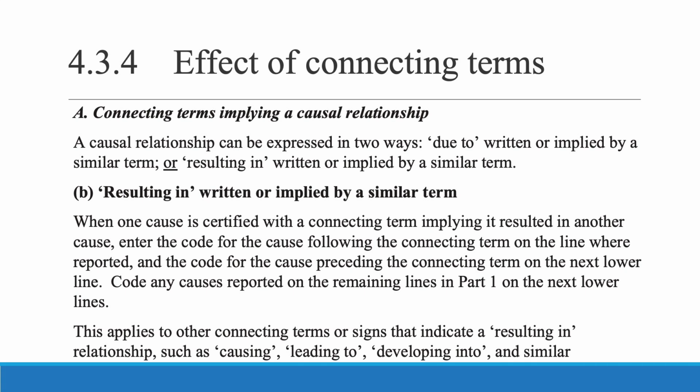the code for the cause following the connecting term on the line where reported, and the code for the cause preceding the connecting term on the next lower line. Code any causes reported on the remaining lines in Part 1 on the next lower lines.